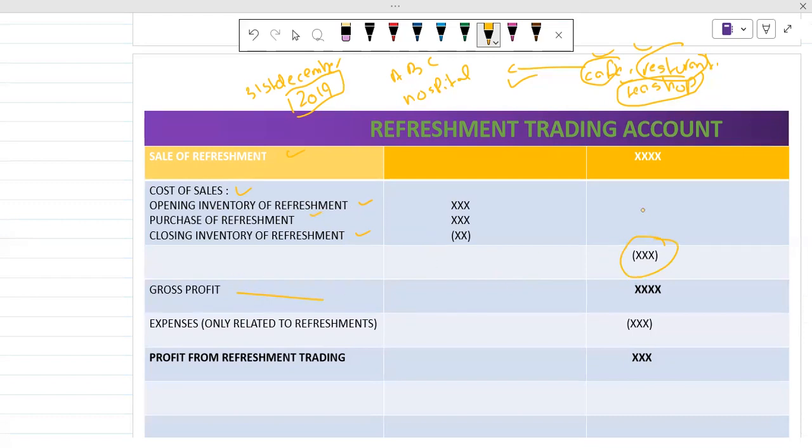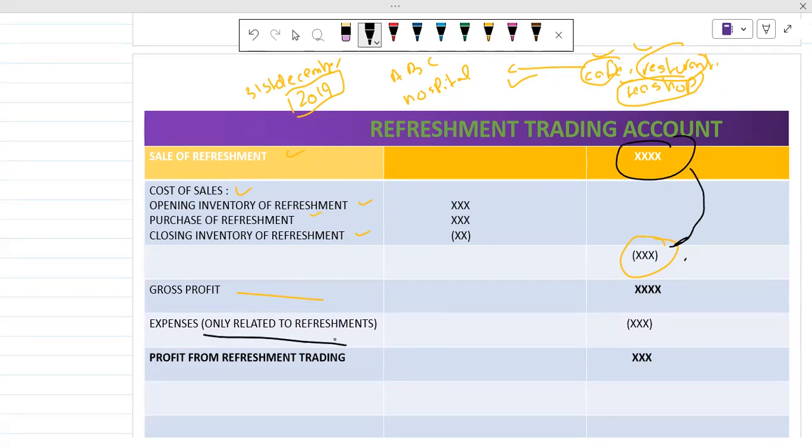After that, we have GP. If we want to find the gross profit, we have to minus the cost of sales from the sale of refreshment. So in order to find the GP, we minus the cost of sales from the sale of refreshment.